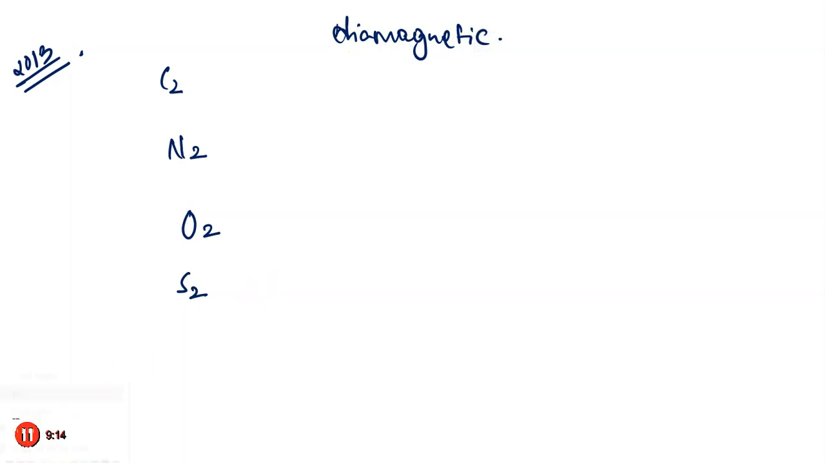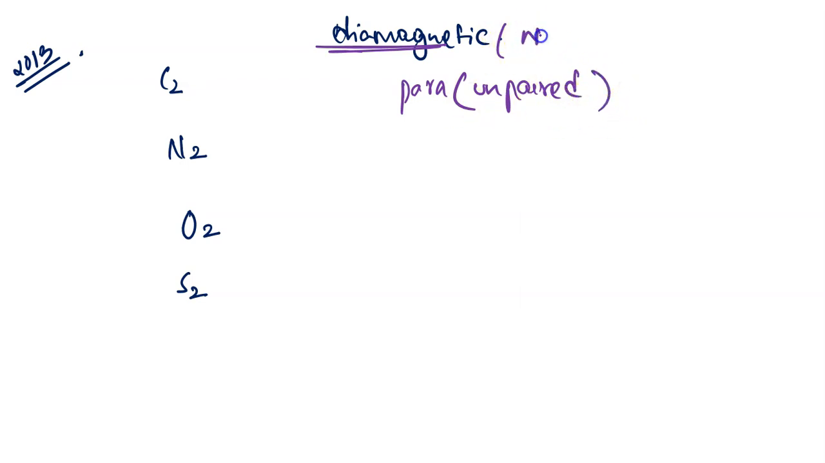Diamagnetic behavior. Okay, so you tell me, how do you detect if something has a diamagnetic behavior or not? You have to look for whether that something has paired electrons or unpaired electrons. So based on pairing of electrons, you can determine. If your molecule has any unpaired electrons, it would behave paramagnetic. Paramagnetic means it has unpaired electrons. At least one unpaired electron is enough. Diamagnetic means no unpaired electrons, which means all the electrons are paired only. Now observe C2, N2, O2, S2.